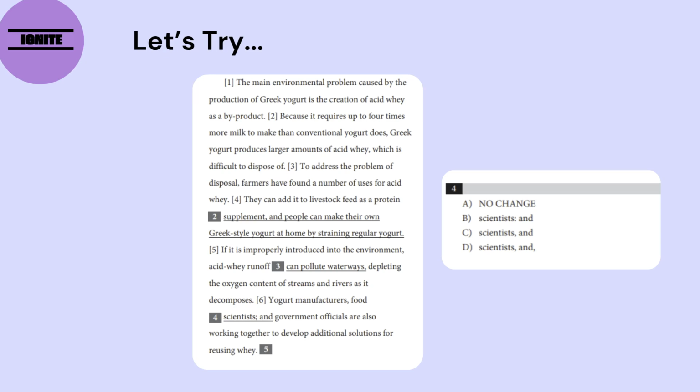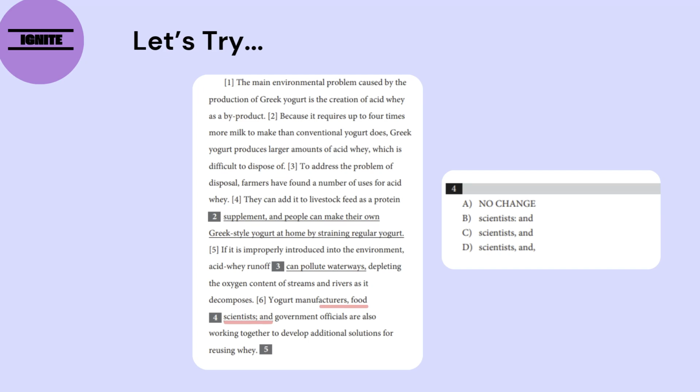Let's look at this passage in the writing section and question 4. What is question 4 asking? It's asking us about the transition from the word scientists and which punctuation is properly being used. So let's look at that sentence. Yogurt manufacturers, food scientists, and government officials are also working together to develop additional solutions for reusing whey.